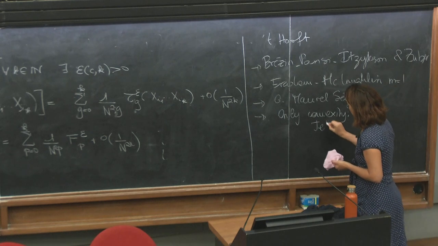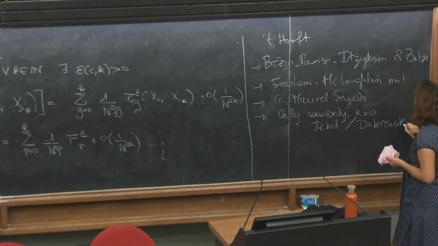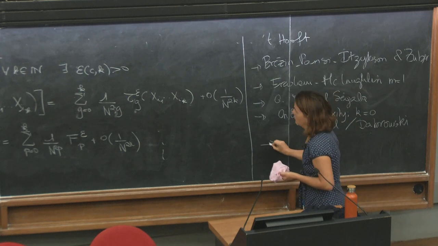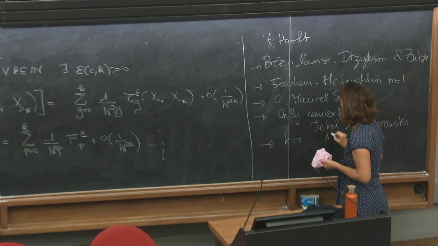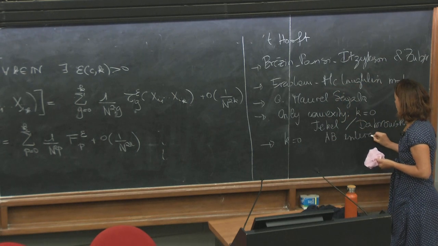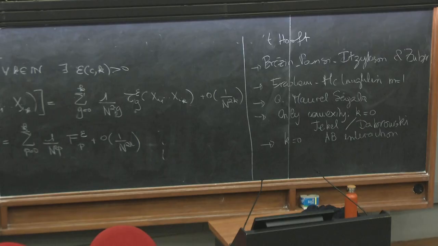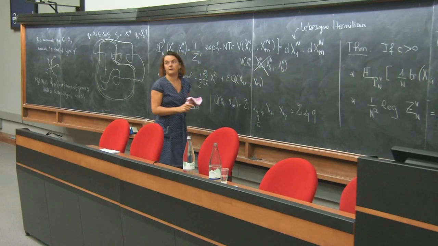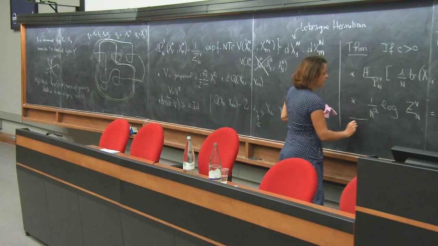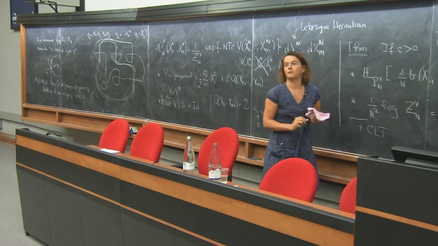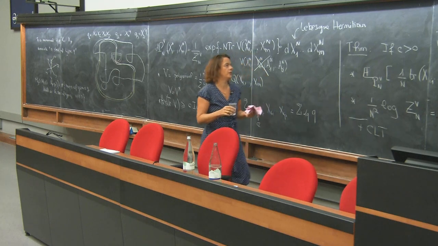And this is a recent work by Jekel and Dabrowski. There is also something which works better, also only for k equal to 0, when the interaction is an AB interaction. In this case, you can get limits, but you cannot get the full expansion like this. And of course, when you can get the full expansion like this, you can easily also get the central limit theorem. Okay, so what I want to show you today is how to prove this kind of results.